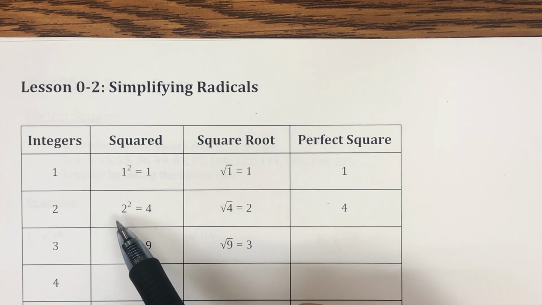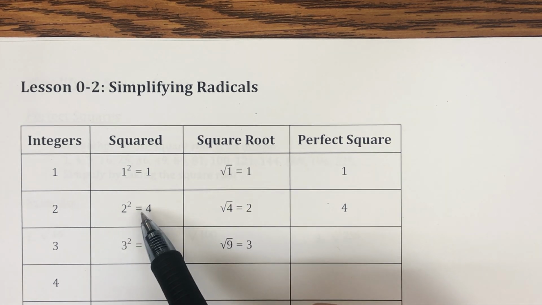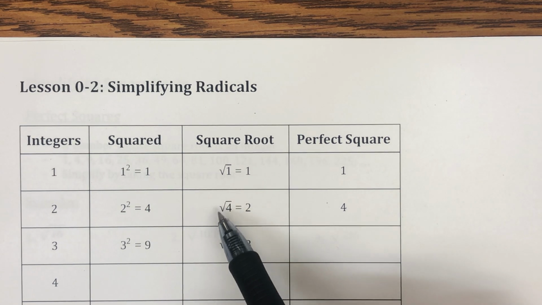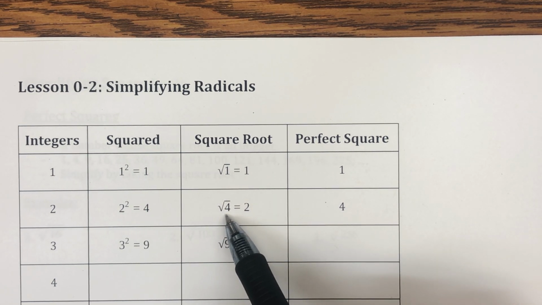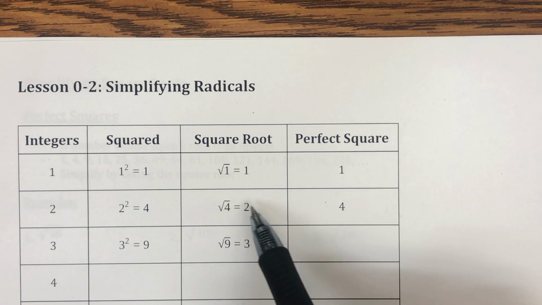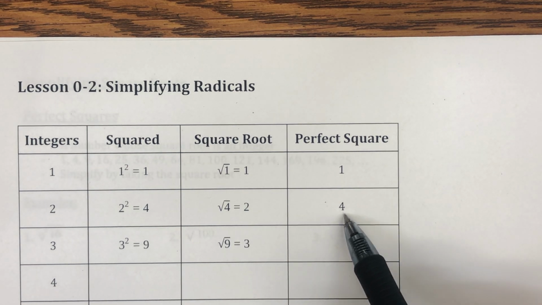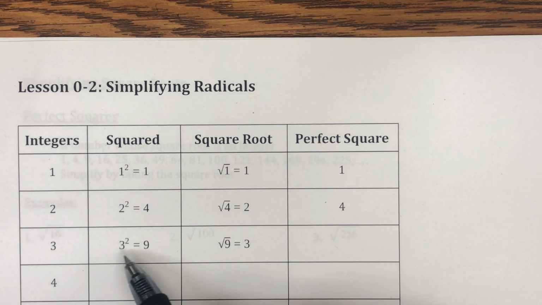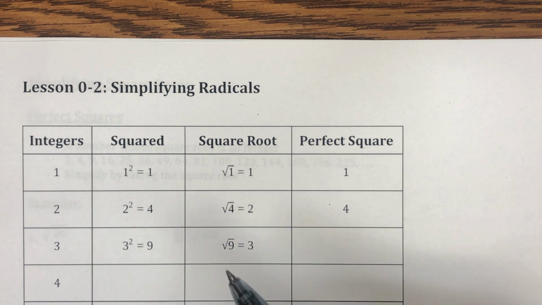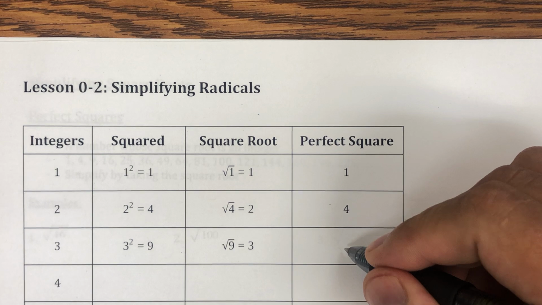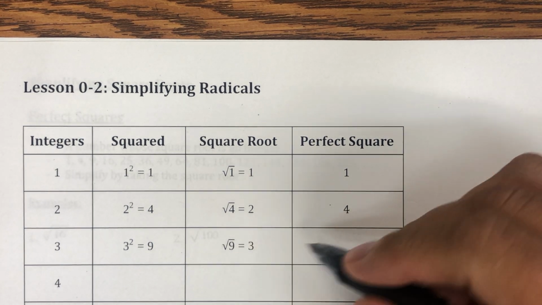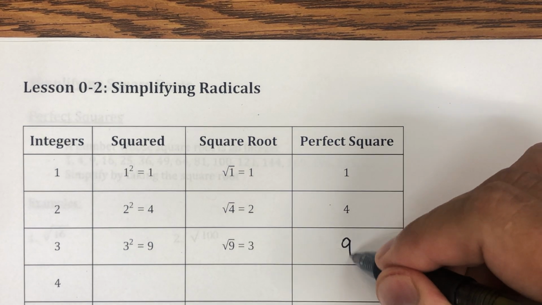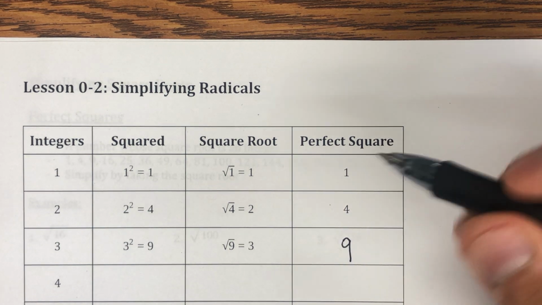The next number is 2. 2 squared is 4, because 2 times 2 is 4. And the square root of 4. What number times itself is 4? Well, 2 times itself is 4, so 4 is also a perfect square. Then I think of 3. 3 squared is 9. 9 is also a perfect square, because when I take the square root of 9, I get 3.